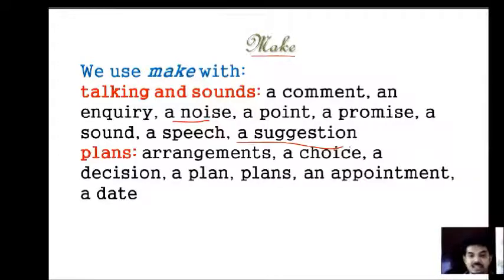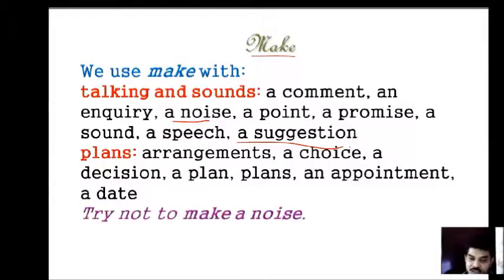There are also plans, like arrangements, a choice, a decision, etc. So we have an example here. Try not to make a noise. So we are having the delexical verb make from here, and then we associate it with a noise from here, and it would mean talking and sound. So "try not to make a noise" means try not to talk or produce a sound.